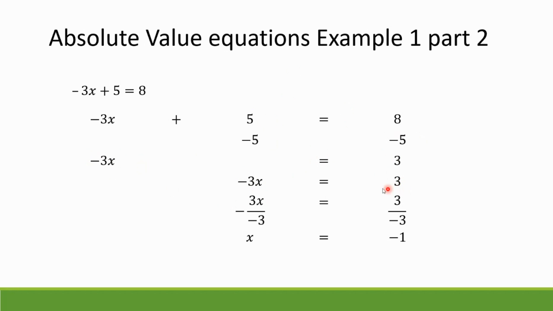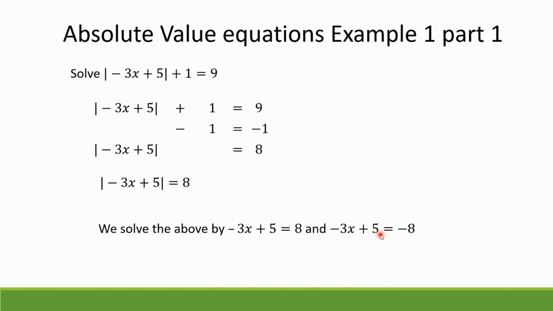Then we divide both sides by minus 3, right? Because we want to get x all alone. What happens? X becomes minus 1. Again, when we divide by minus 3, the minus 3's cancel. We'll get x is minus 1. Are we done yet? No. Right? We have this equation to solve as well.